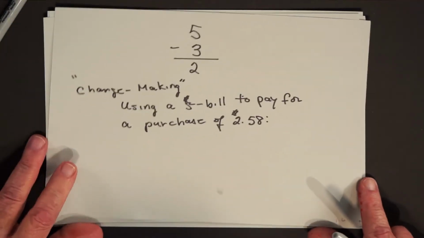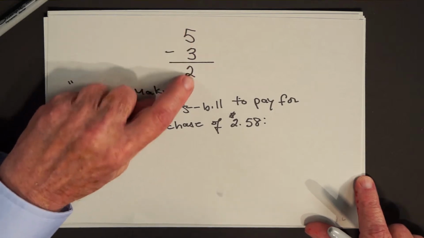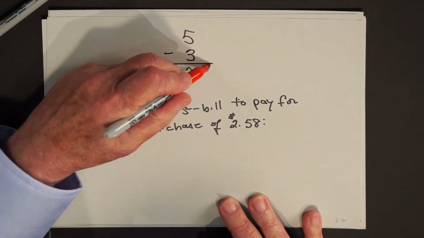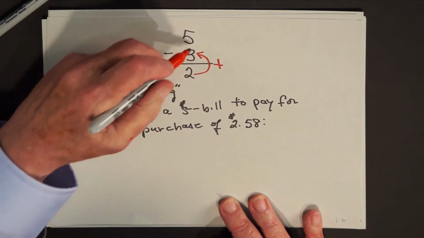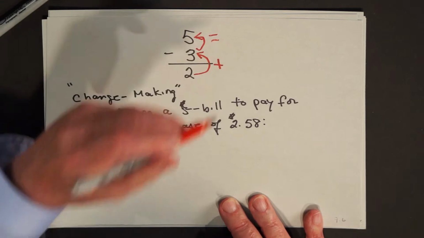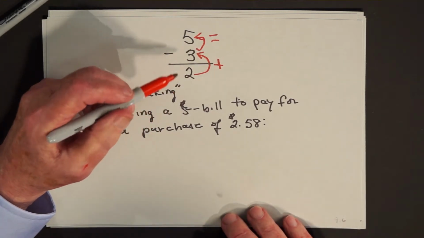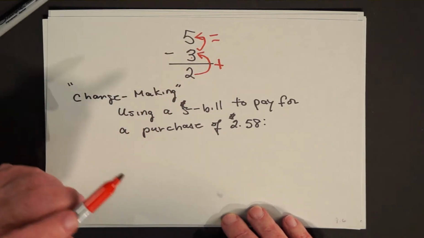I don't know if you've ever thought about it consciously. When I went to school, we were taught in a problem like this that the way you checked it was you took the answer you got and you added it to the middle number here, and it was supposed to equal the top number. Well, what were you doing when you checked this? You were saying, is this the number which when I add to 3, I get 5?